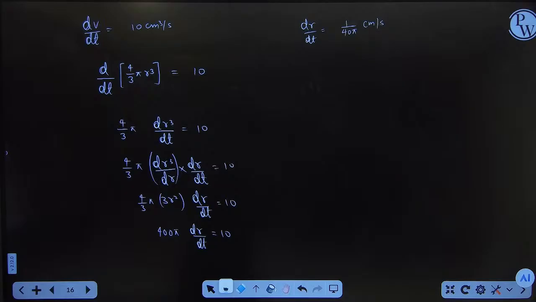Page number 25, question number 2. Question number 3. Question number 4 also you can do. Two, three, four, six. Challengers.